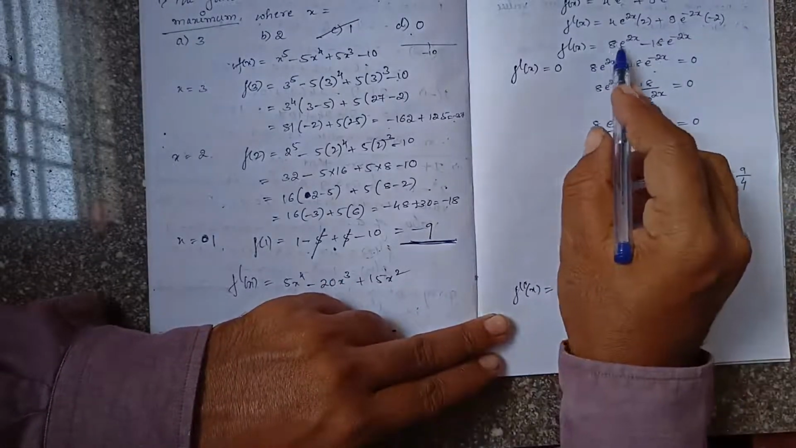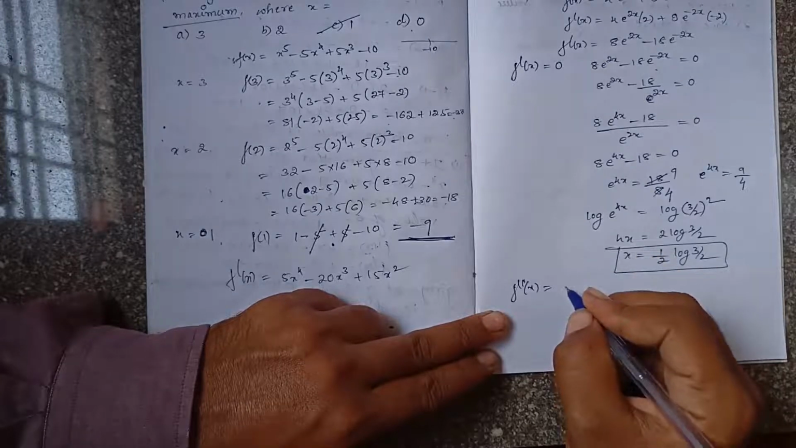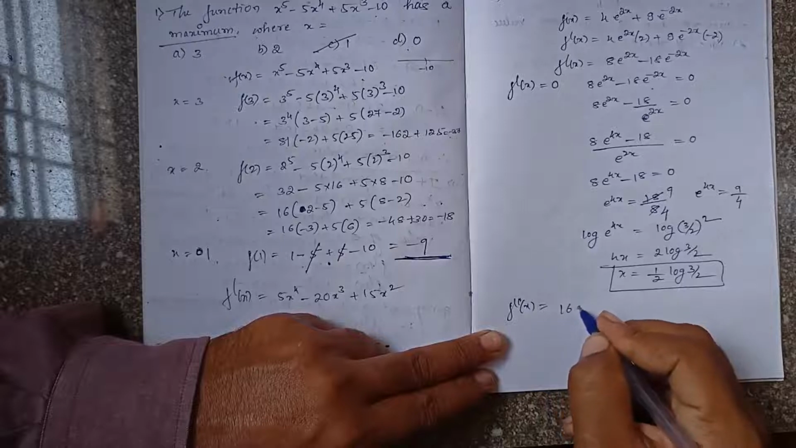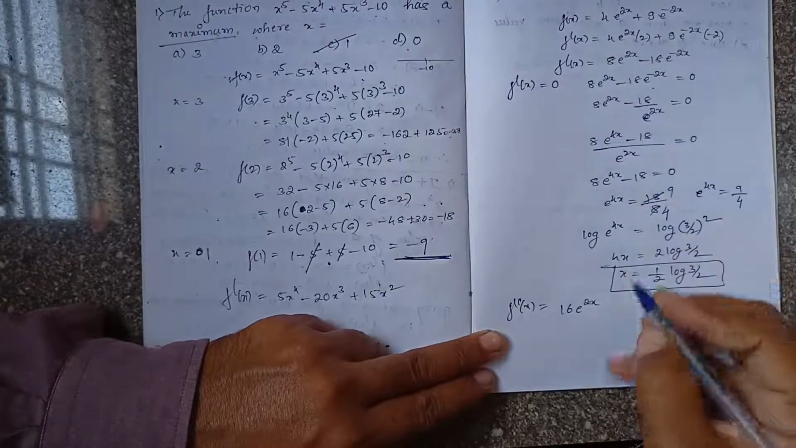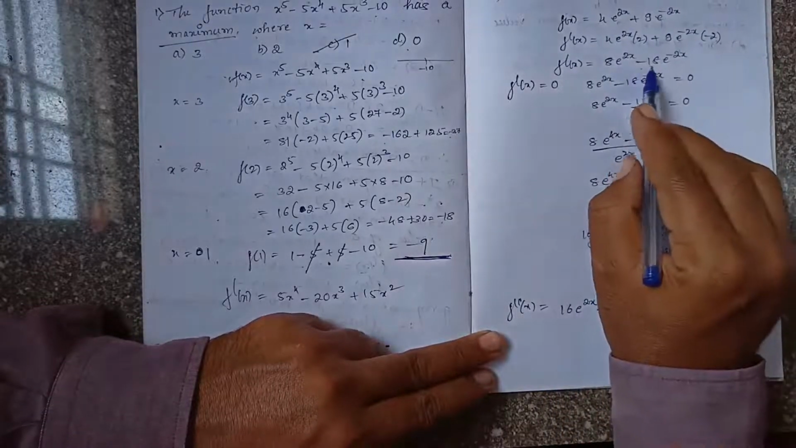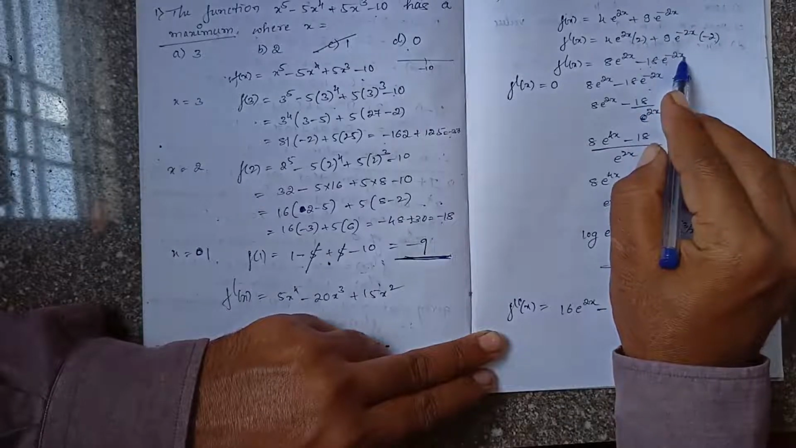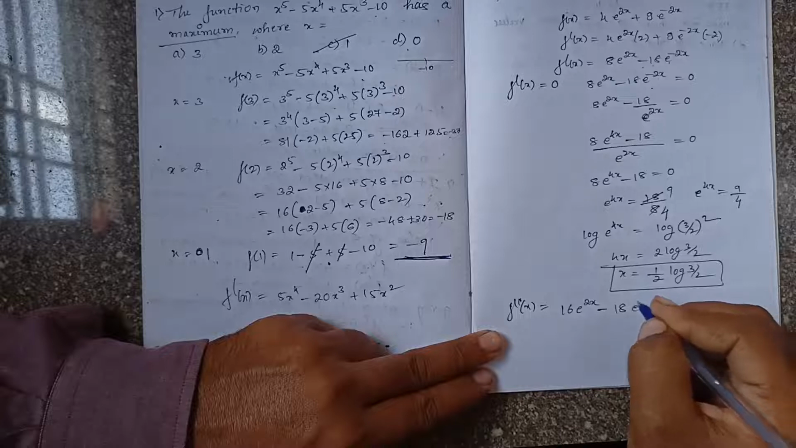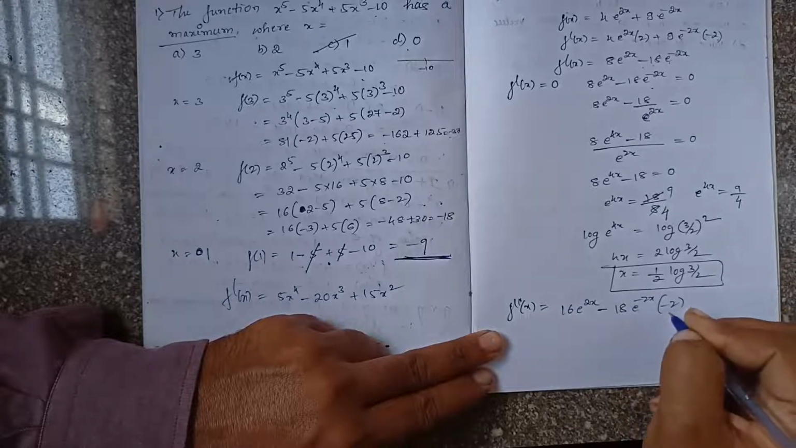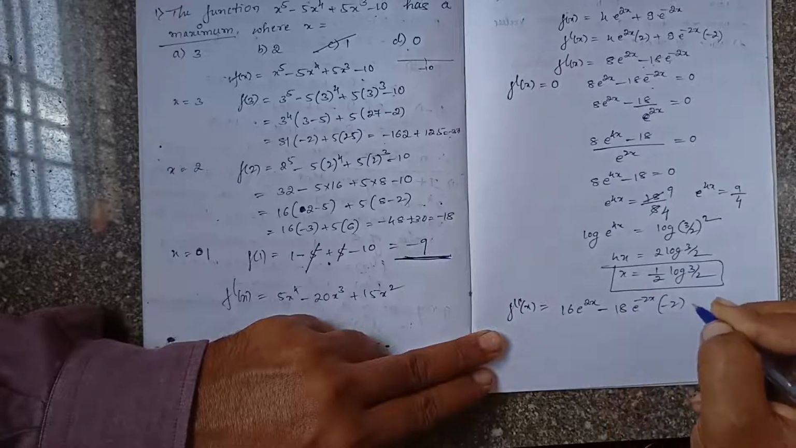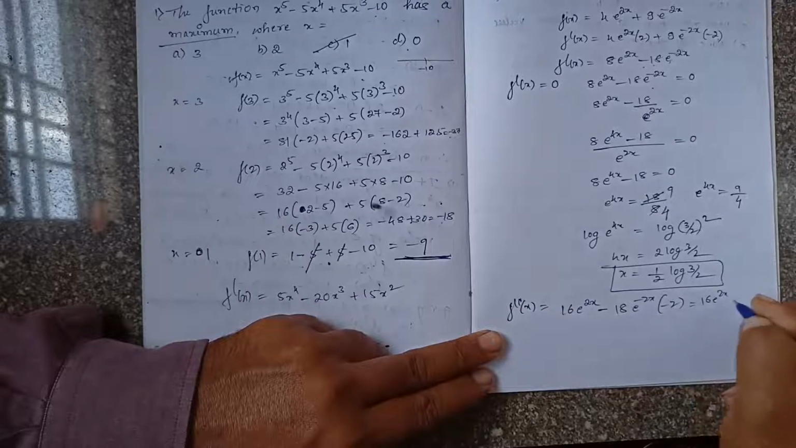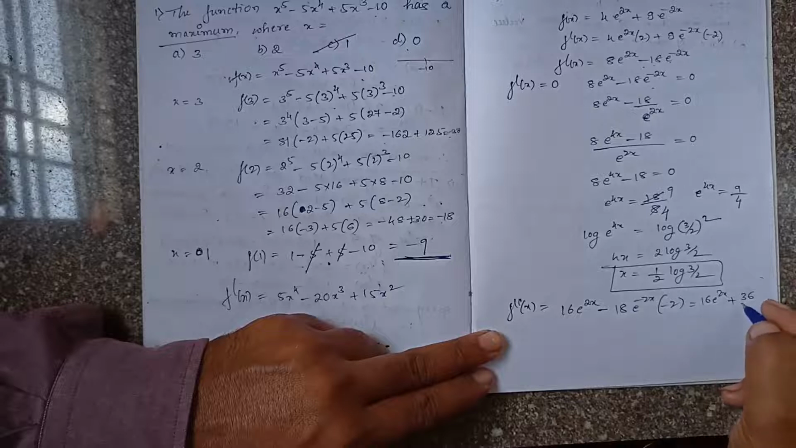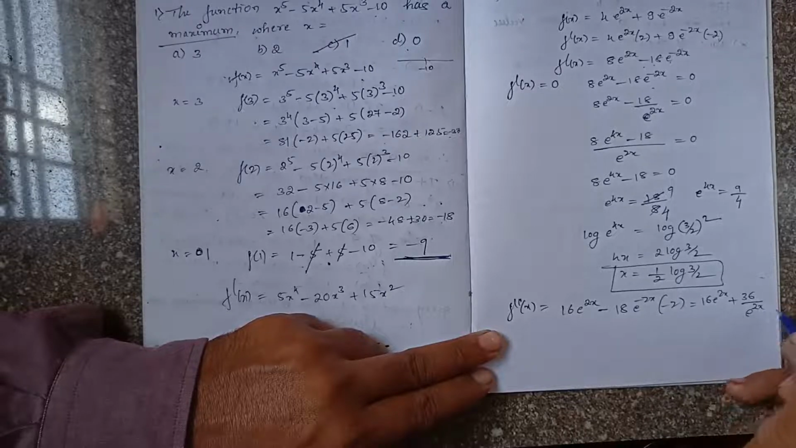f'(x) is equal to 8e^(2x). Its derivative is 8e^(2x) × 2, that is 16e^(2x). Next, minus of -18e^(-2x) × (-2). Minus minus becomes plus. So f''(x) = 16e^(2x) + 36e^(-2x), which is divided by e^(2x).